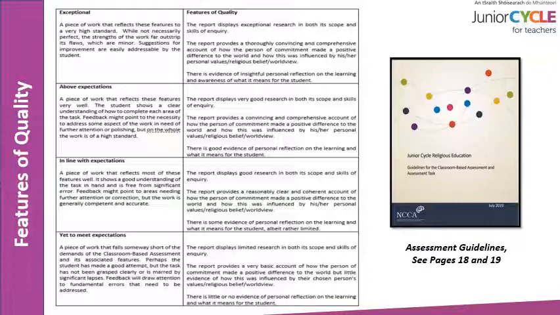The features of quality for CBA 1 are found on pages 18 and 19 of the assessment guidelines. These can be shared and discussed with the students before they begin their CBAs. In doing so, you will be highlighting what good research and reporting will look like and the importance of reflection in the CBA process.